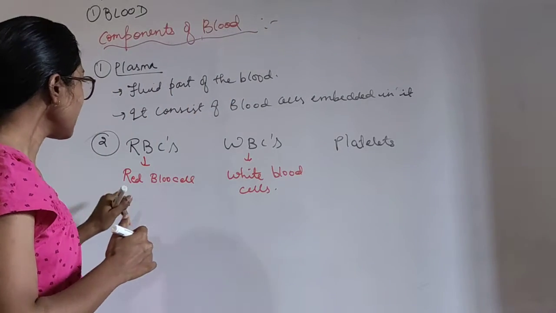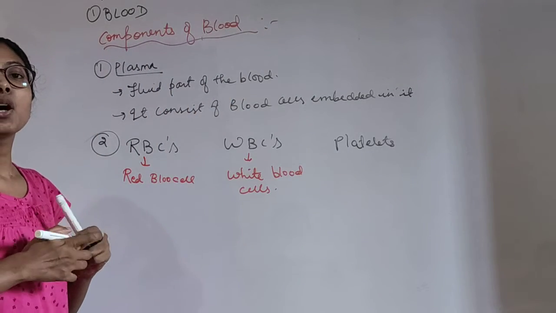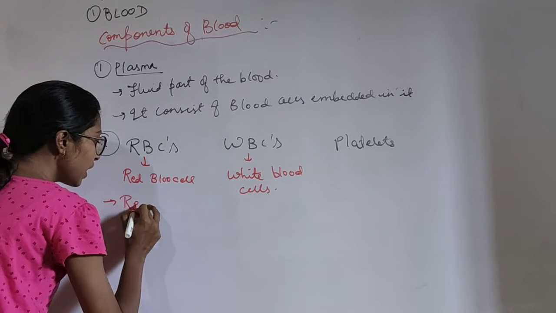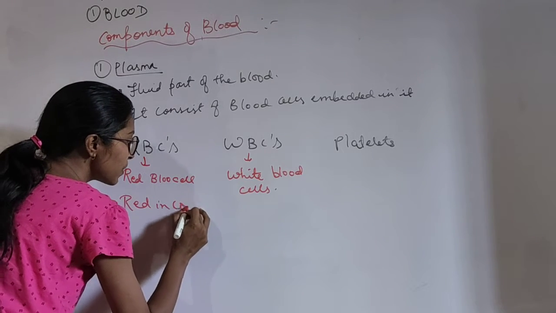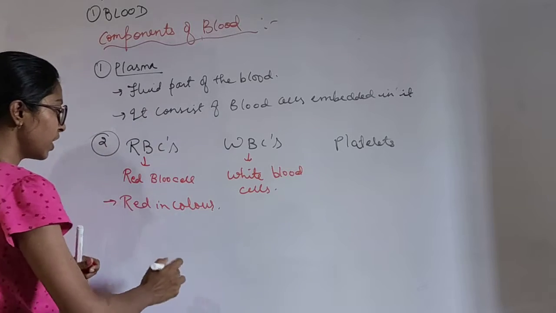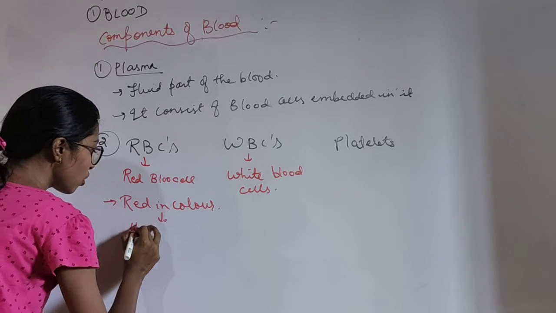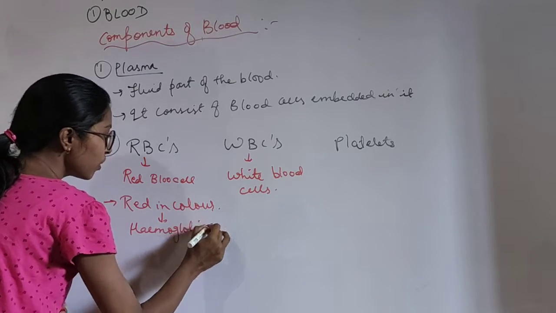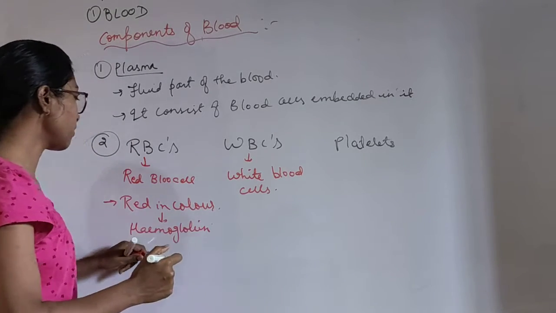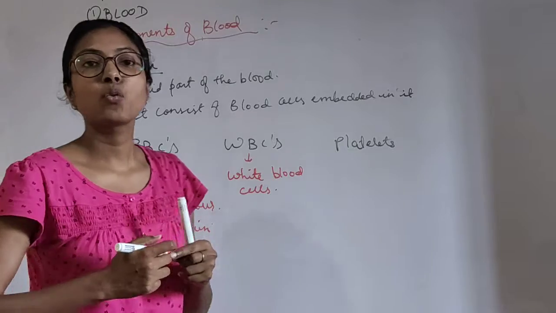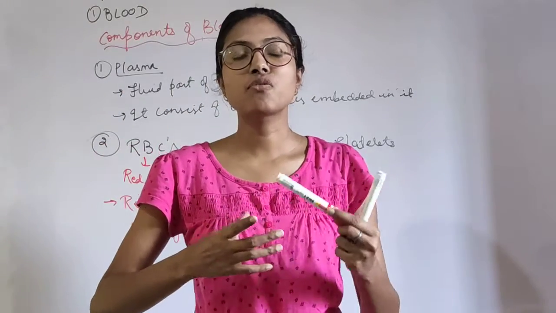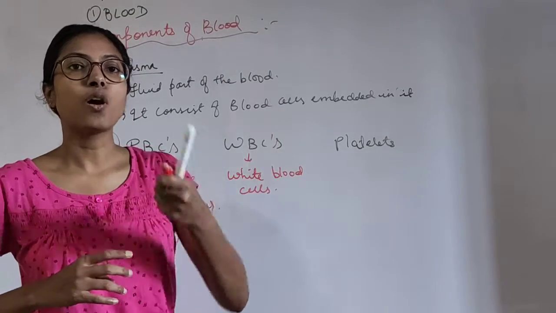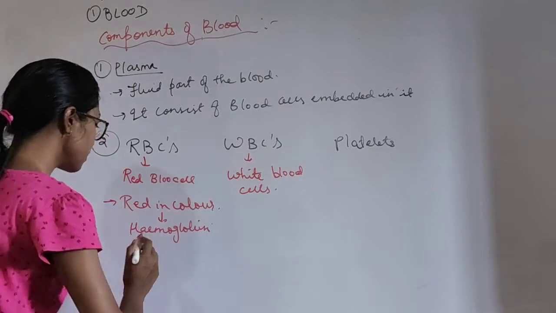Now RBCs are the blood components which are red in color. Why are these red in color? Because of the presence of hemoglobin. Due to the presence of hemoglobin, it is red in color. And what is its function? Its function is transportation of gases and nutrients throughout the body. So this is its function, transportation.